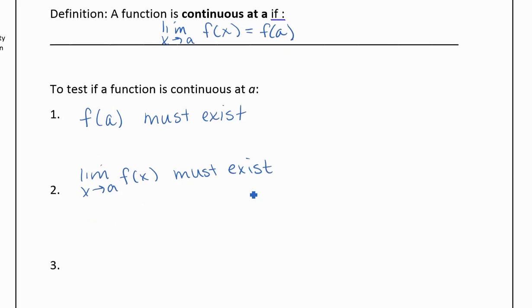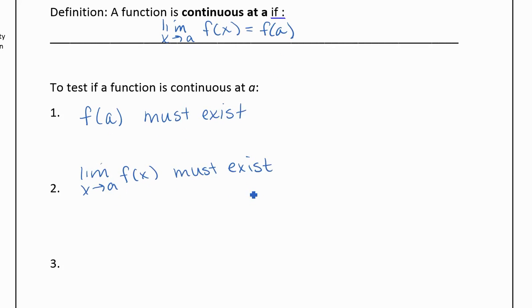And finally, these two things not only have to exist, but they have to equal each other. So it's possible that they would both exist, that you would have a limit and you would have a function value, but they might not be equal. So if they're equal, then you're continuous at that point.